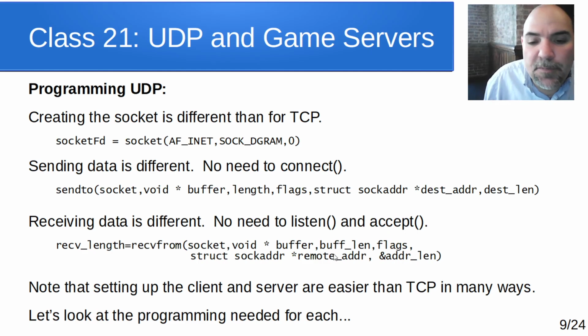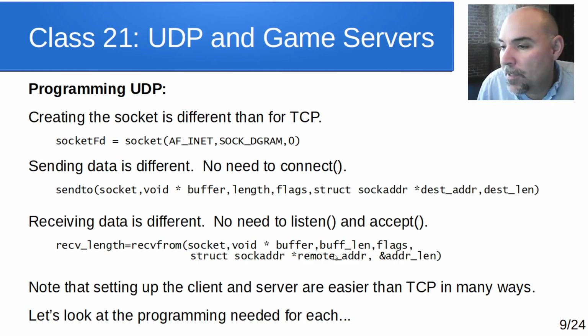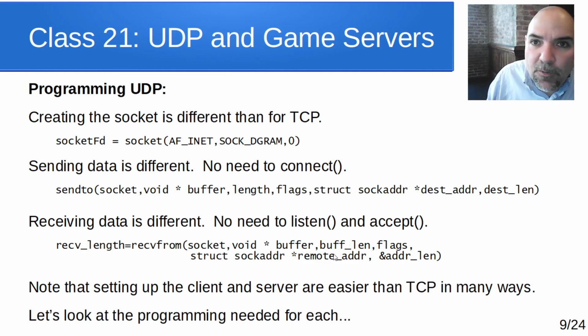So note that setting up the client and server are actually much easier than TCP in a lot of ways. We don't have to do listen. We don't have to do accept on the server. On the client, we don't have to call connect because we're just dropping packets, or datagrams, into the system onto the network. We're not really making a connection where they answer the phone. In other words, this is like sending postal mail rather than making a phone call where they have to answer and you have to be connected.